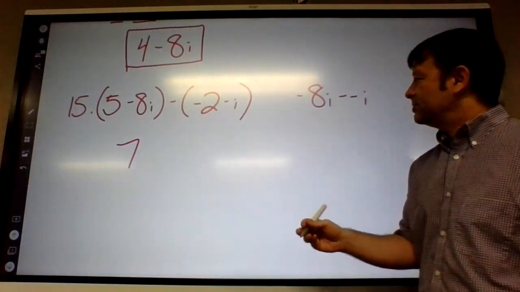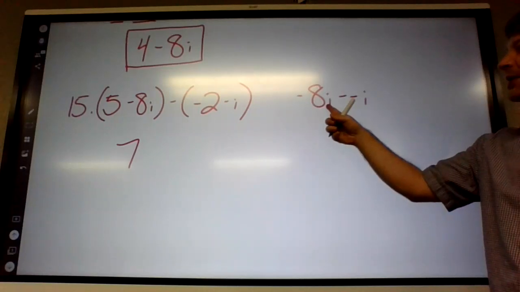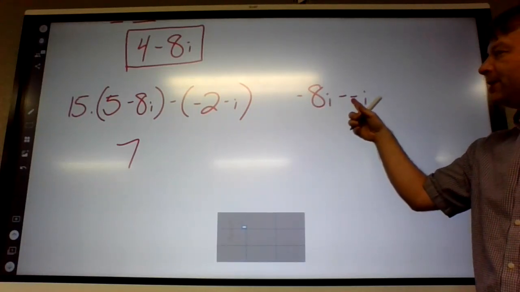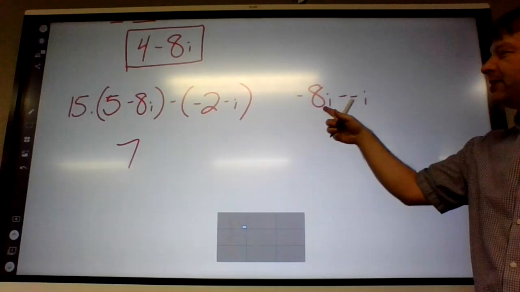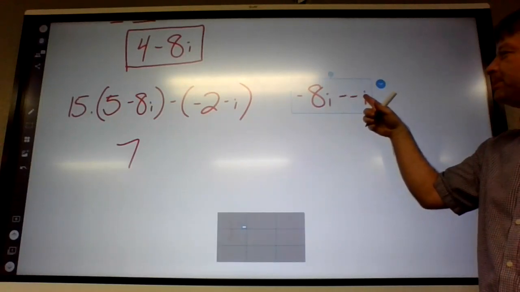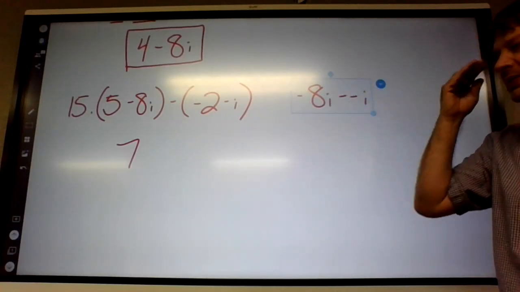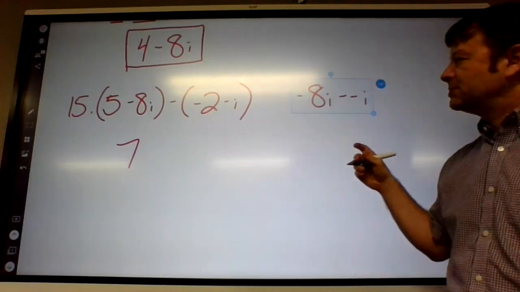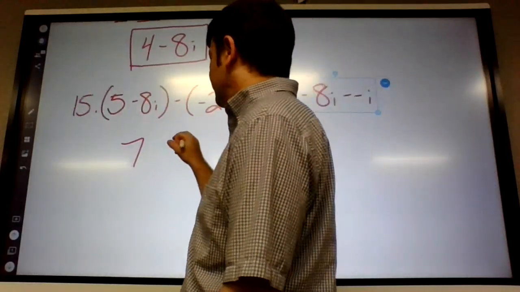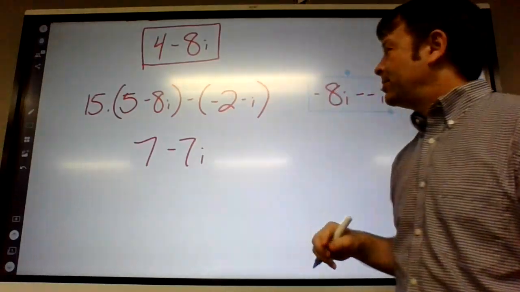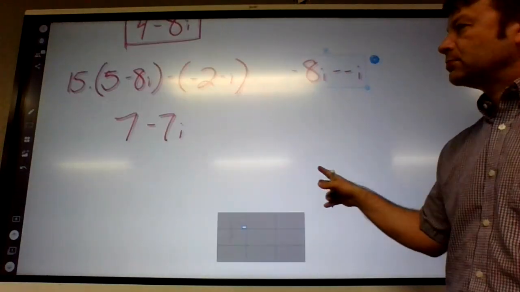So what will that be? No, we're not multiplying, we're adding. -8i plus 1i. Oh, -7i. Because -8 plus 1 is -7.